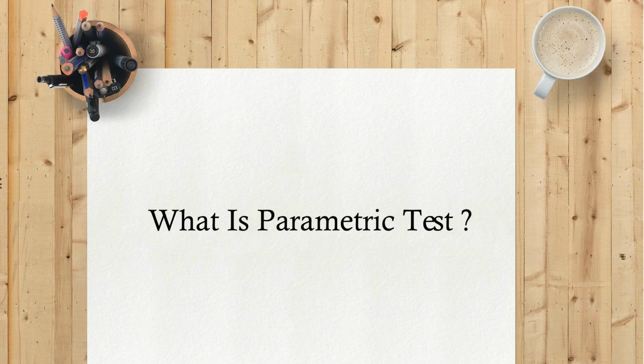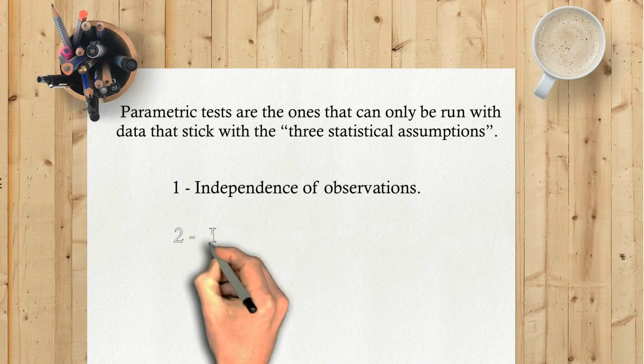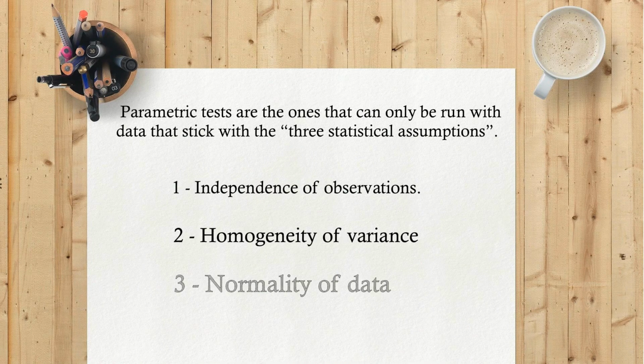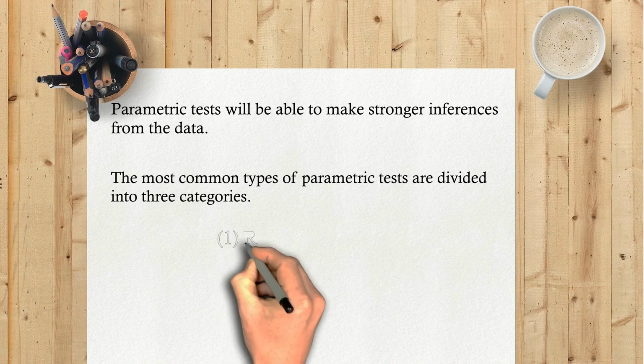What is a parametric test? Parametric tests are the ones that can only be run with data that stick with the three statistical assumptions: 1. Independence of observations. 2. Homogeneity of variance. 3. Normality of data. Parametric tests will be able to make stronger inferences from the data.